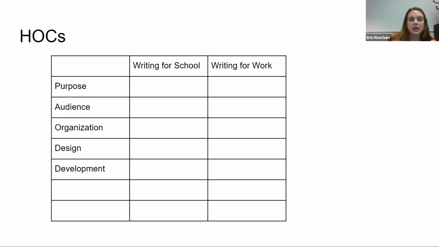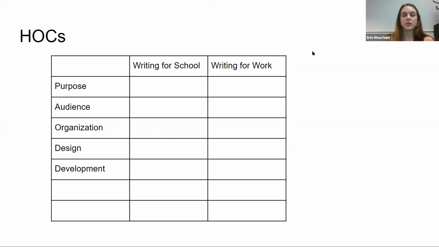So take a second now and complete this particular chart and think about how is writing for school different than writing for work. So is the purpose for school different than work? If it is, what are some of those differences? If it's not, you can say that you don't think it is very different and kind of why that is. So just take a minute, pause the video, and fill out this chart here.